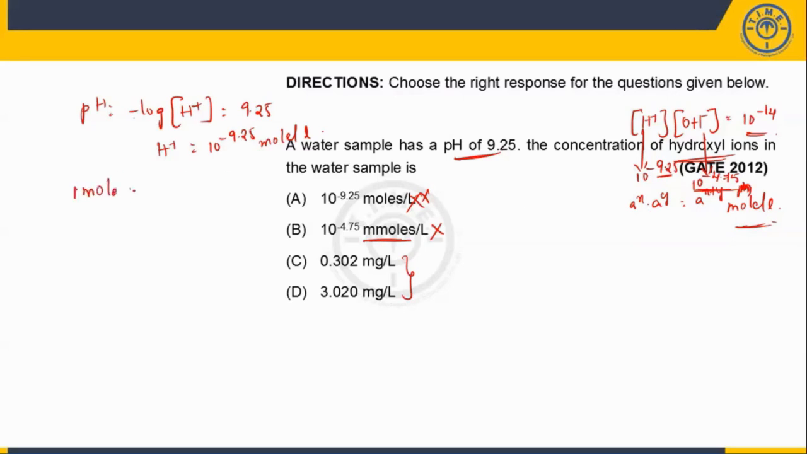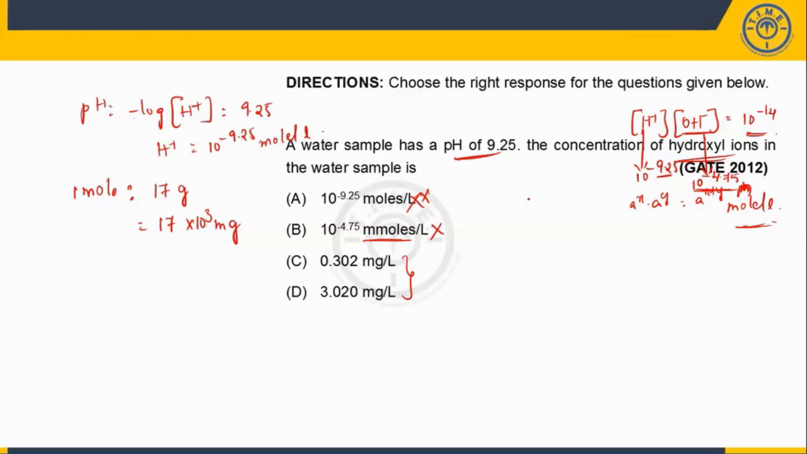We have discussed that 1 mole of any substance means its molecular weight in grams. So 1 mole of OH minus means what is the molecular weight of OH minus in gram? Oxygen is 16, hydrogen is 1. 16 plus 1, 17 grams. But 17 into 10 cube milligram. Am I right? Yes, sir.